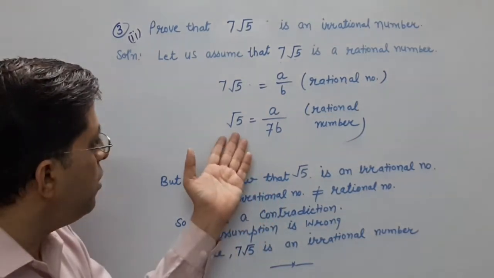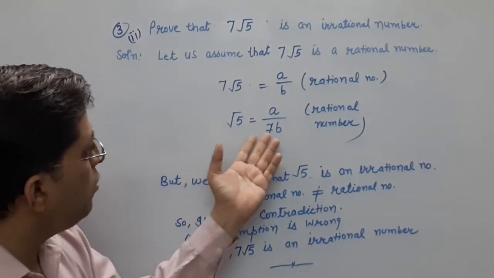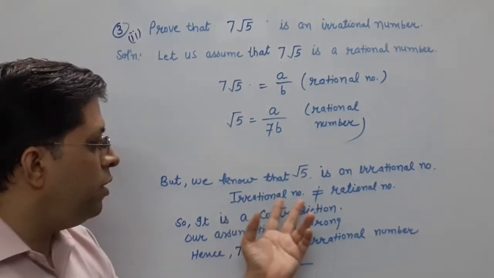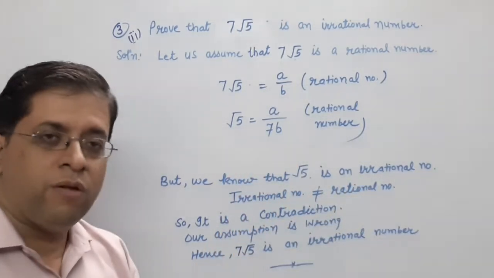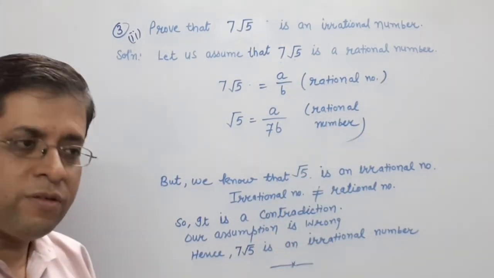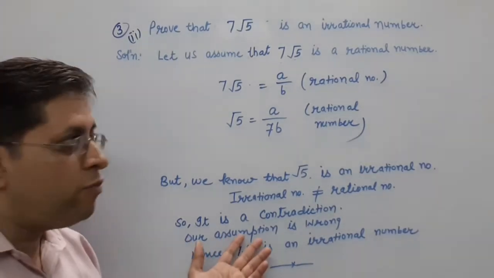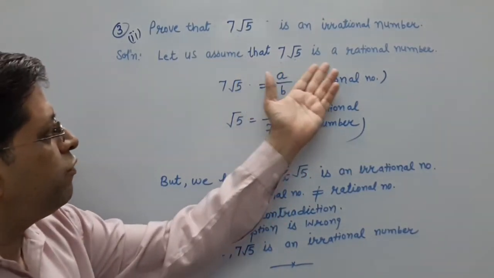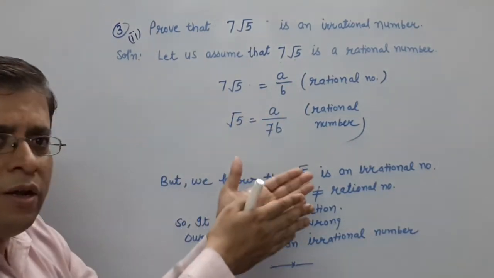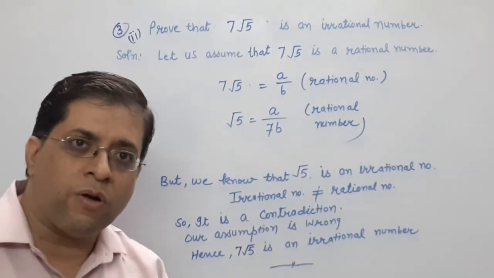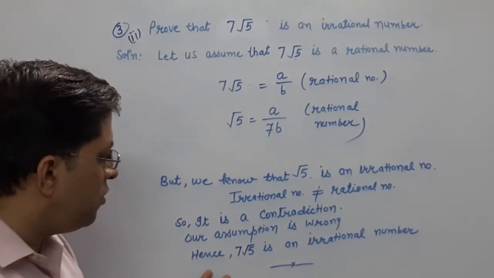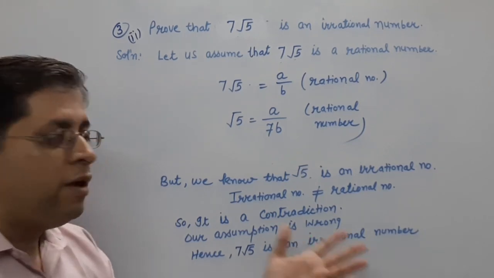So is an irrational number equal to a rational number? No. An irrational number is never equal to any rational number. It is a contradiction to what we assumed, so our assumption is wrong. What did we assume? 7 root 5 is a rational number. It is wrong. If it is not a rational number, then it will be an irrational number. So we can say 7 root 5 is an irrational number.